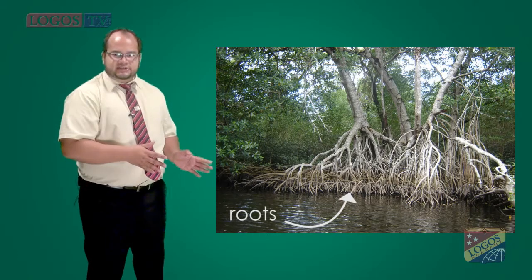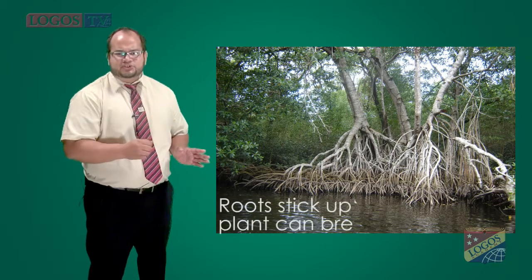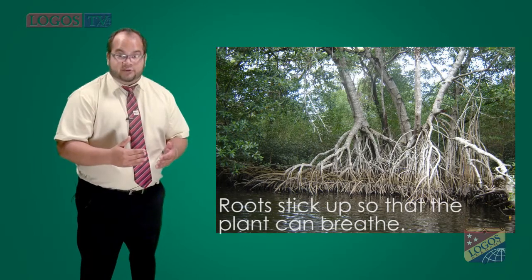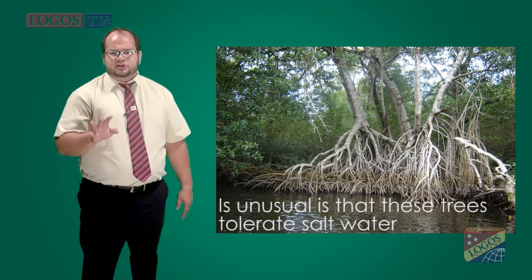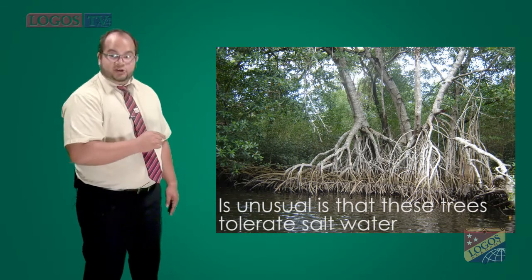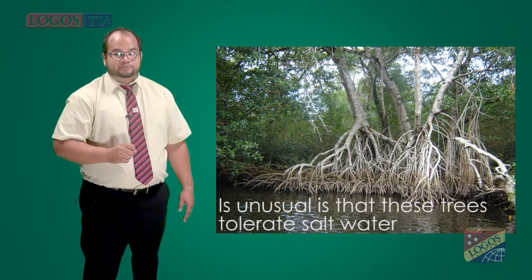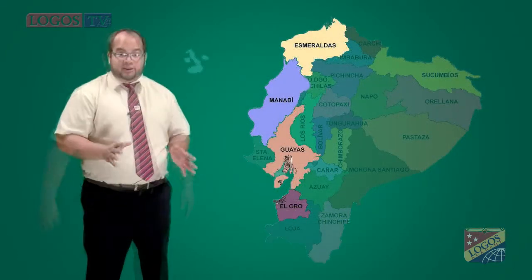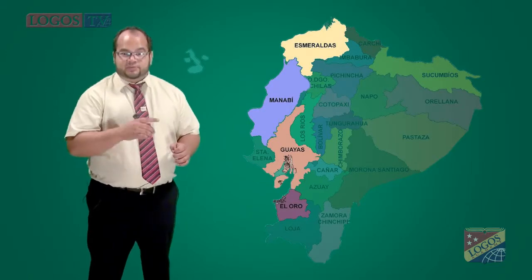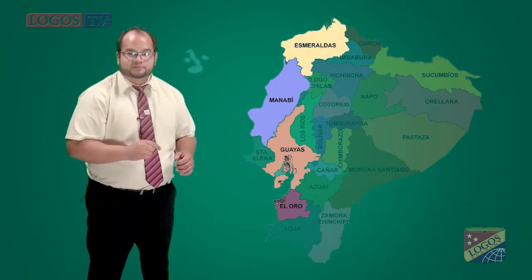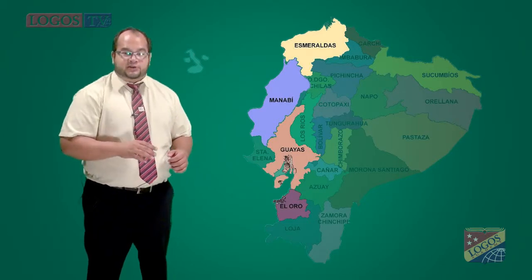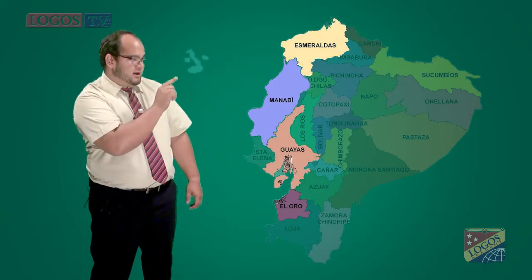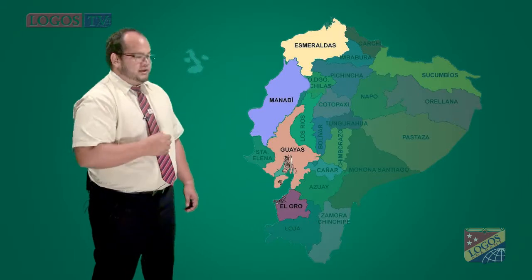This is a characteristic of mangrove trees. Roots stick up so that the plants can breathe. Another characteristic of this forest that is unusual is that these trees tolerate salt water. That's why you can find mangrove forests along the coast. In Ecuador, mangrove forests are distributed along the Ecuadorian coast and located at the mouths of river systems. You can find mangrove forests in Esmeraldas, Manabí, El Oro, and Guayas.